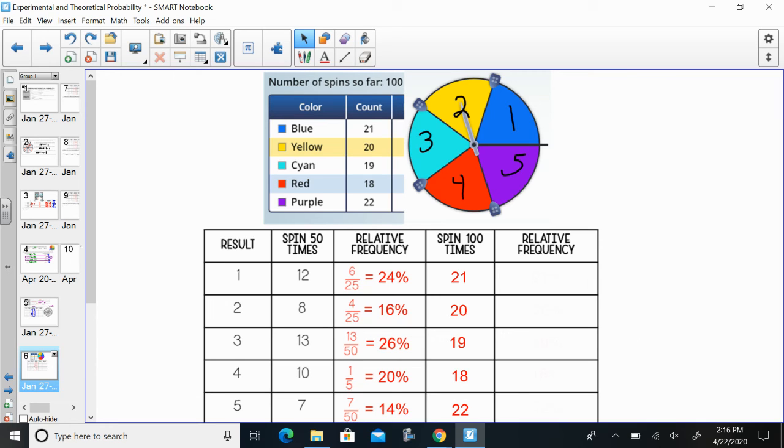As you see, the more times we spin, the closer we get to our theoretical probability. Let's go ahead and calculate our relative frequencies. Since the total was 100 times, I'm just dividing my number of spins for 1 by 100, and I get 21%. So that means the next one's 20%, 19%, 18%, 22%. Make sure you have all this written down.